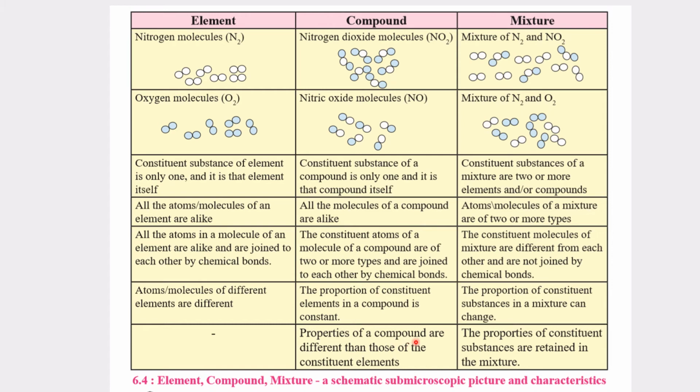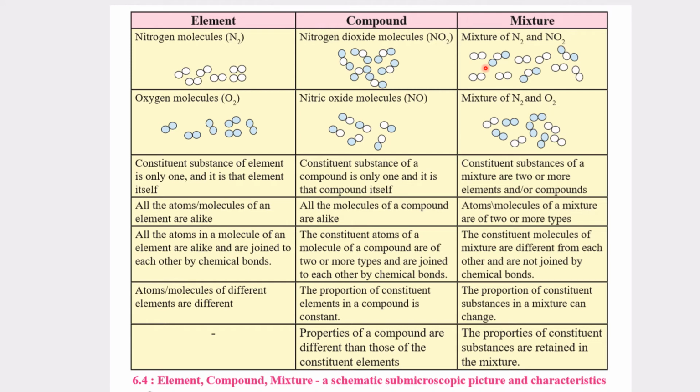The properties of a compound are different from those of the constituent elements. The properties are going to change in the compound. Now we'll move towards mixtures. That is a mixture of N2 and NO2.